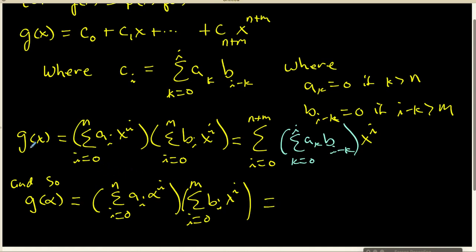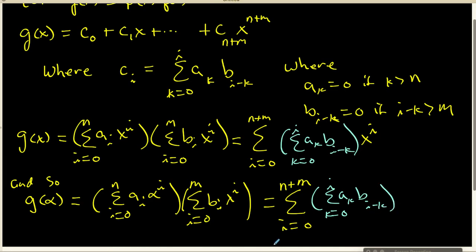But we also know that g of x can be expressed this way. So g of alpha can also be written as the sum as i goes from 0 to n plus m of the sum as k goes from 0 to i of ak times b(i minus k), and then we're going to substitute in for that x to the i, alpha to the i.